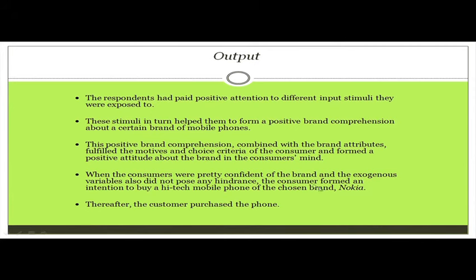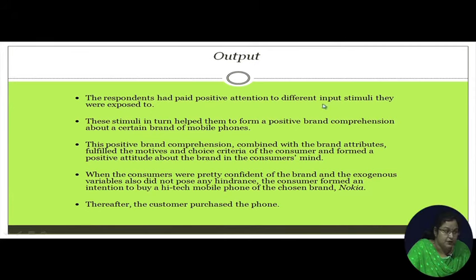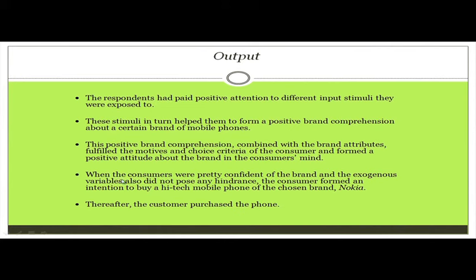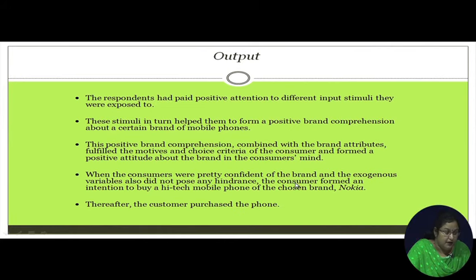And finally, we are coming to the output part, where the respondents had paid positive attention to different input stimuli they were exposed to first. Then the stimuli in turn helped them to form positive brand comprehension. Then this positive brand comprehension combined with the brand attitudes fulfilled the motives and choice criteria of the customer and formed a positive attitude about the brand in the customer's mind. And when the customers were pretty confident of the brand and the exogenous variables did not pose any hindrance, the customer formed a preference towards the brand Nokia, and finally, most of the customers were choosing the Nokia brand.